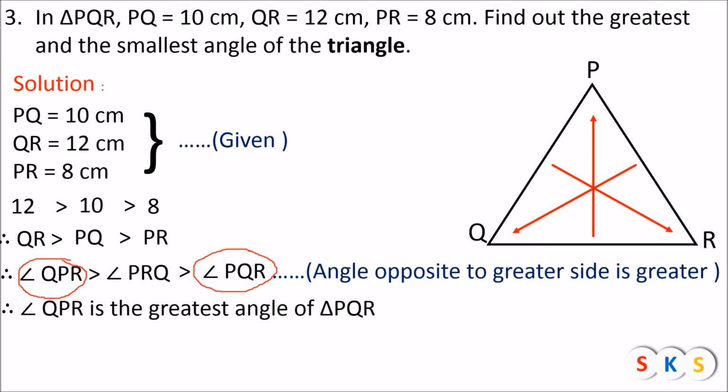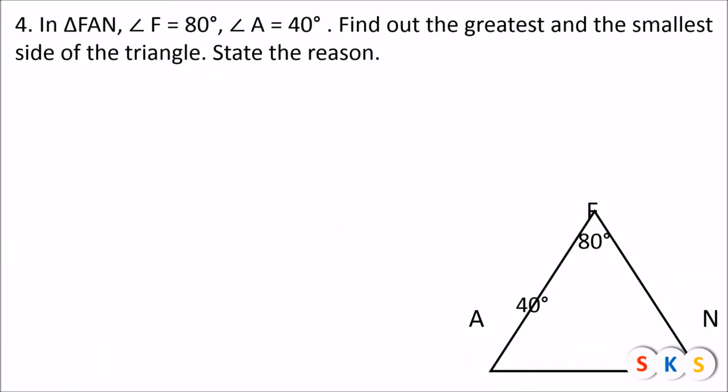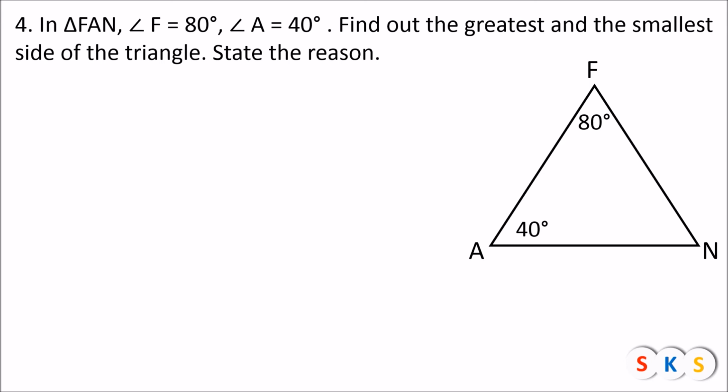Here we have the next question. In triangle FAN, angle F equals 80 degrees, angle A equals 40 degrees. Find out the greatest and the smallest side of the triangle and state the reason. Okay, let's see the solution of this question.